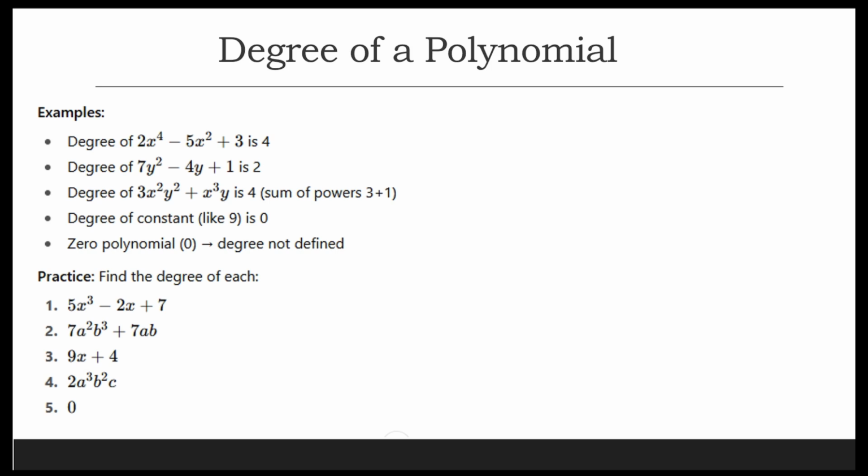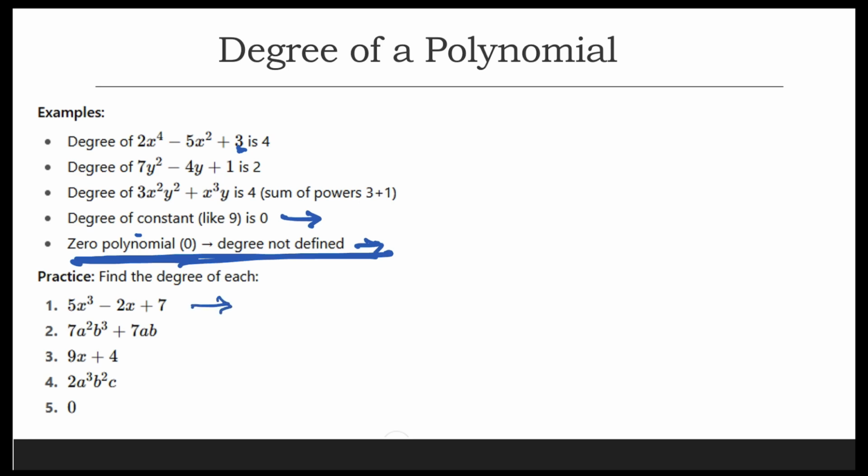Now, if there is a constant, we already discussed. So 3, there is no variable, so the degree will be 0. And the zero polynomial means only 0. There is no degree defined because 0 to the power nothing. We can't put a term which will be equal to 0. So this we just need to remember. There is no degree to 0.